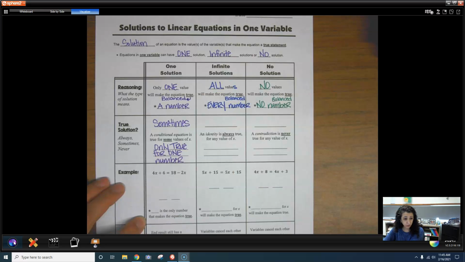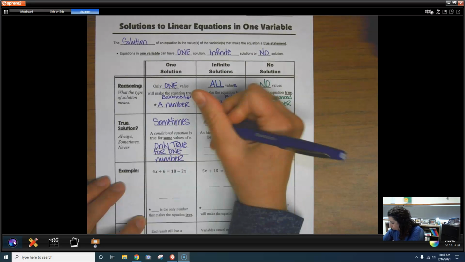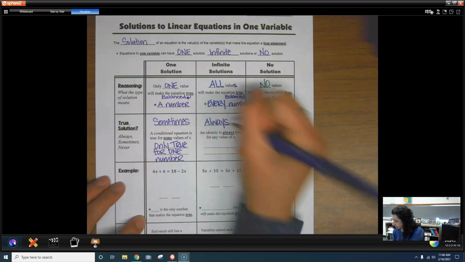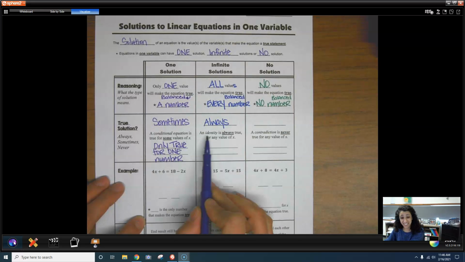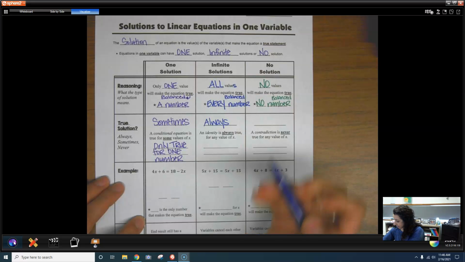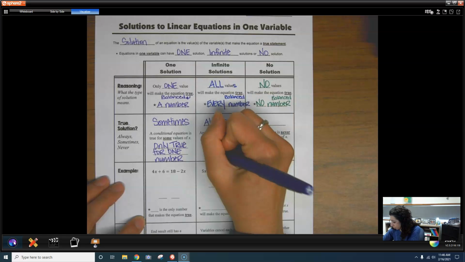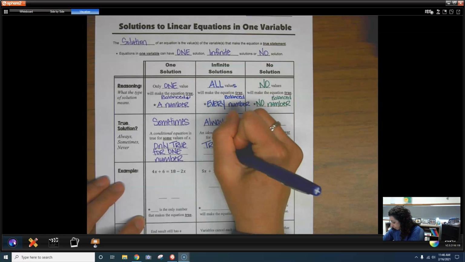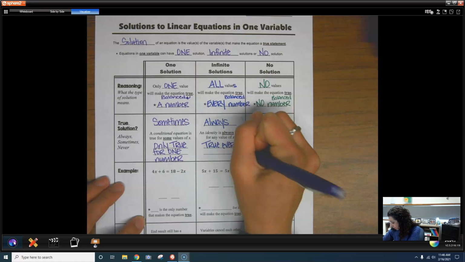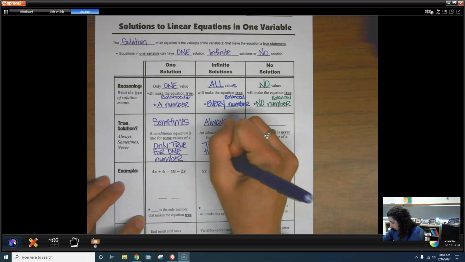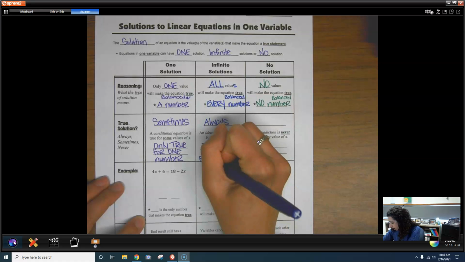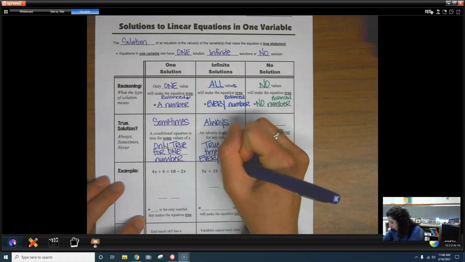And then infinite solutions is that it's always true. So an identity equation is always true for any value of x, and it is going to be true every time. For every number.